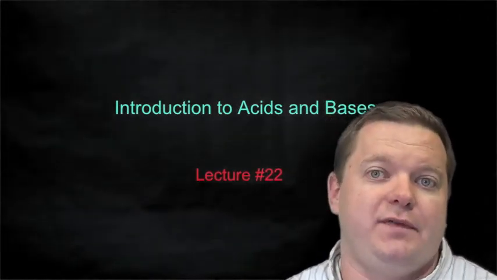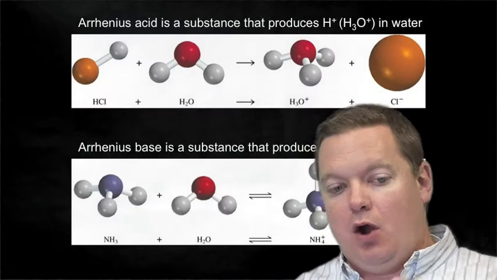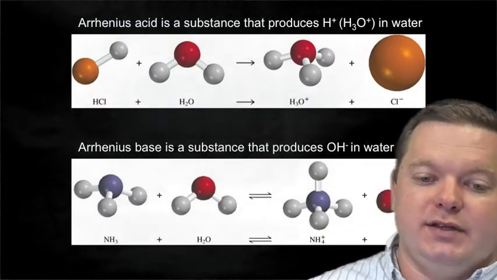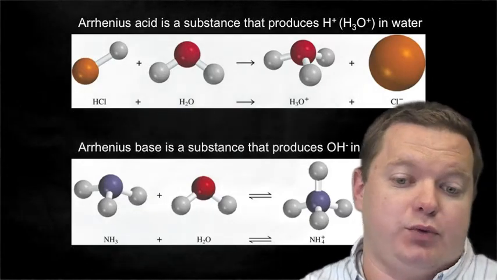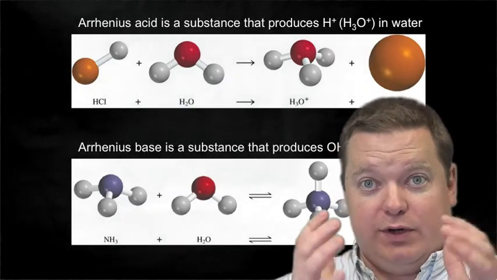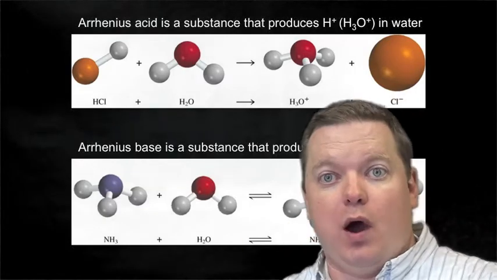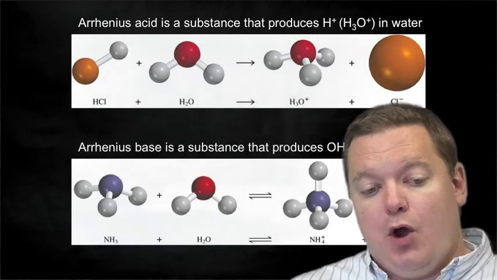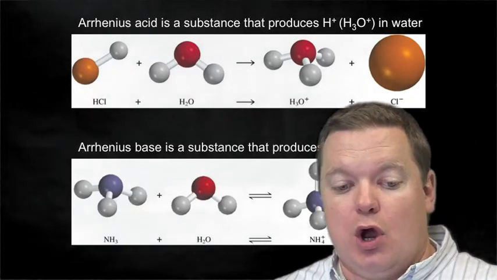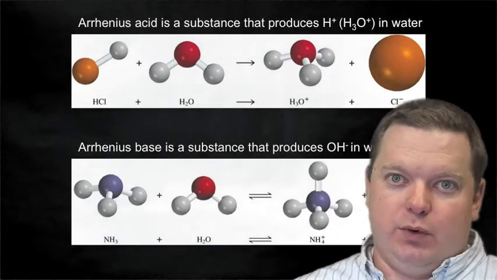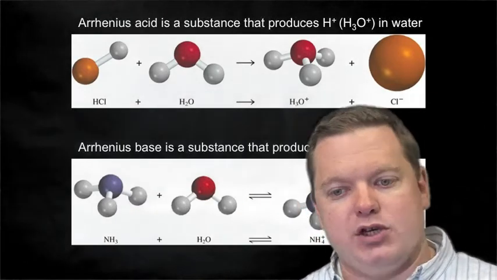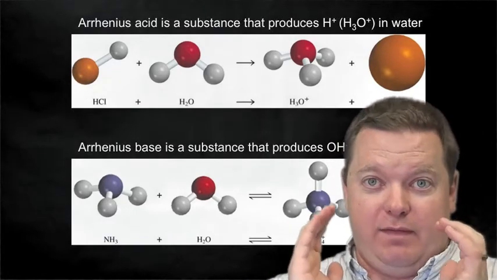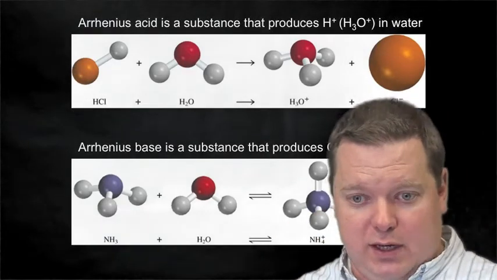We had two definitions of acids and bases from earlier. The first was the Arrhenius definition. An Arrhenius acid is something that produces H plus or H3O plus in water. And so we take this acid, put it in water, we get H3O plus or H plus. An Arrhenius base is a substance that produces OH minus in water. So we take the base, put it in water, we get OH out. So this is a very specific definition. Remember, we're taking that substance and seeing how it reacts in water.